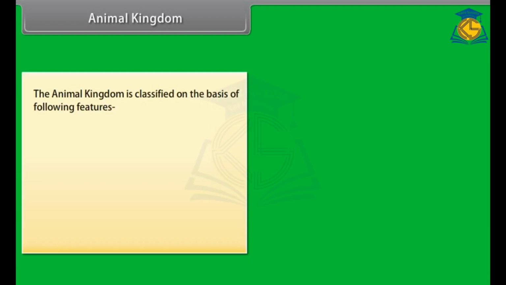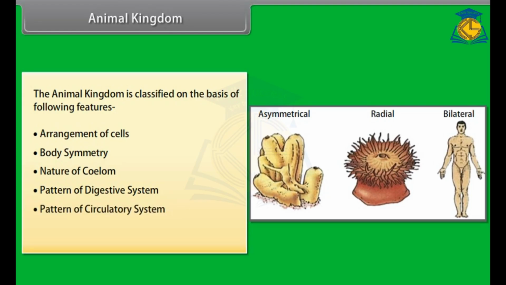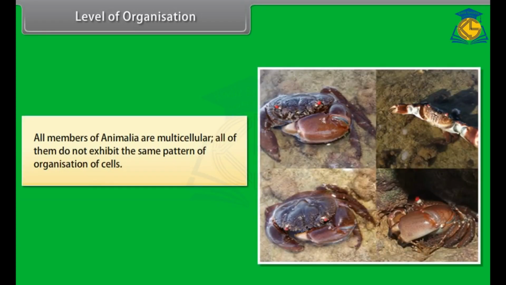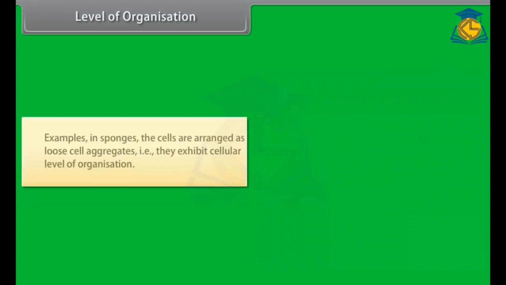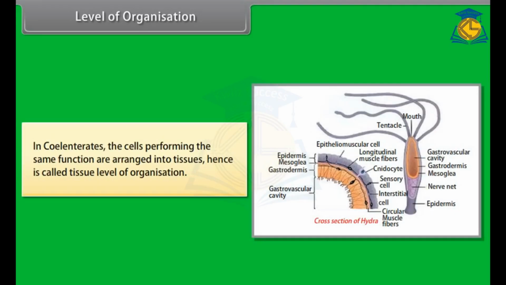The animal kingdom is classified on the basis of following features: arrangement of cells, body symmetry, nature of coelom, pattern of digestive system, pattern of circulatory system, pattern of reproductive system, level of organization. All members of Animalia are multicellular. All of them do not exhibit the same pattern of organization of cells. Examples: in sponges, the cells are arranged as loose cell aggregates, that is, they exhibit cellular level of organization. In coelenterates, the cells performing the same function are arranged into tissues, hence it is called tissue level of organization.